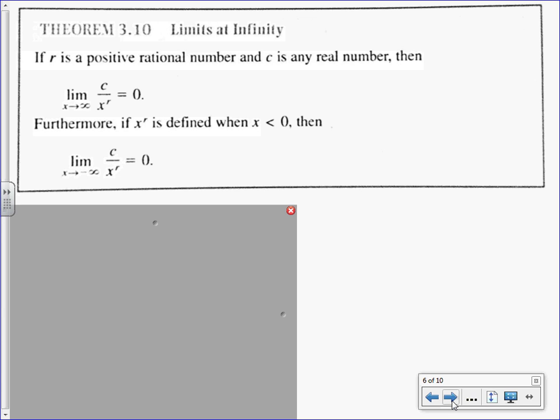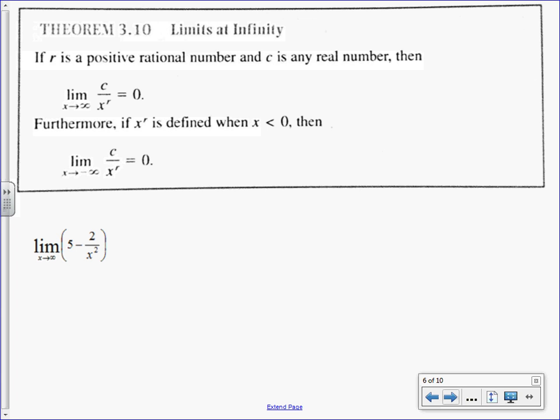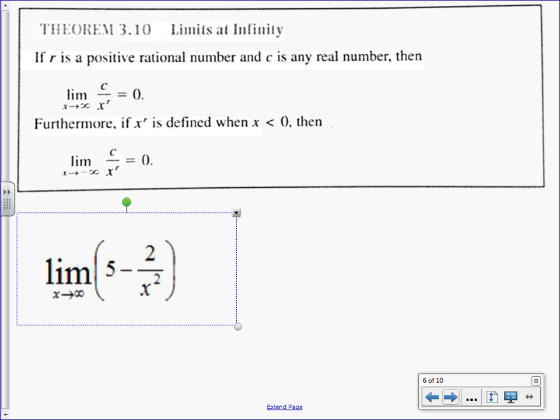The magnet fell off. Okay. So we're going to do this example. Can you see it? It seems awfully small. Okay.